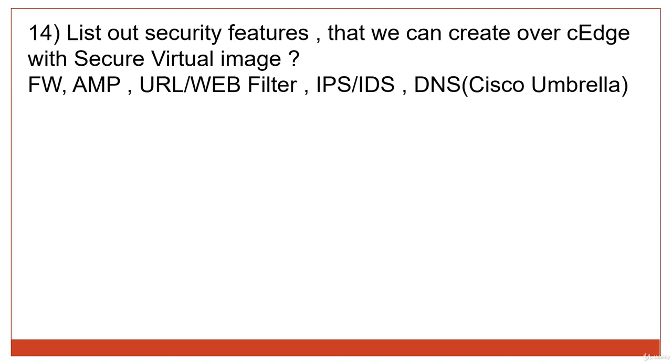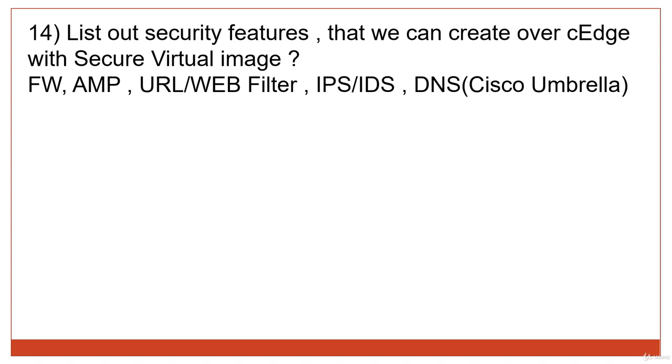But in CH, we can create AMP-related rules, advanced malware protection, URL or web filtering, and IPS/IDS rules, and then we can integrate with Cisco Umbrella as well, although in VH also we can integrate with Cisco Umbrella. So what are the new features we have? You can see here new and advanced features, like any next generation firewall: we have AMP, web filter, IPS/IDS, correct?